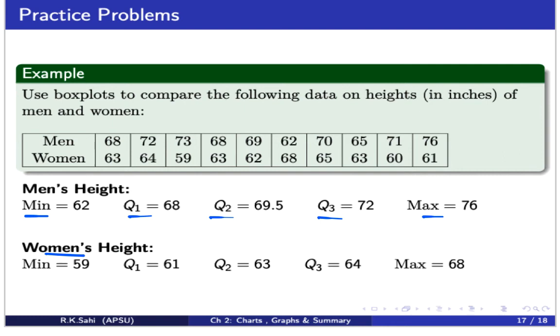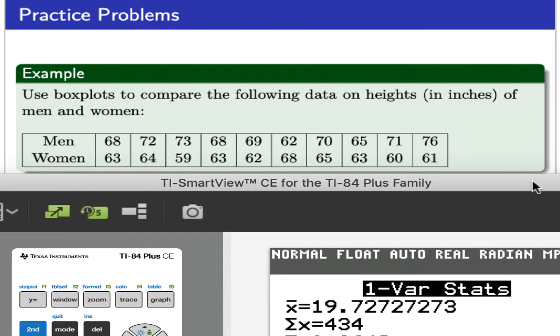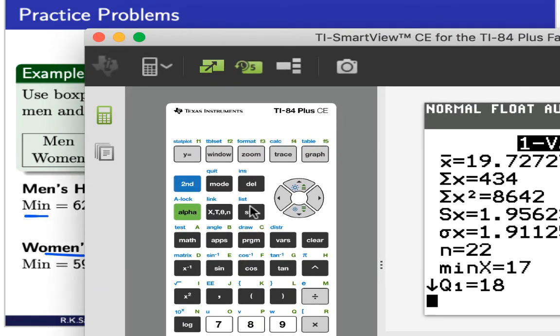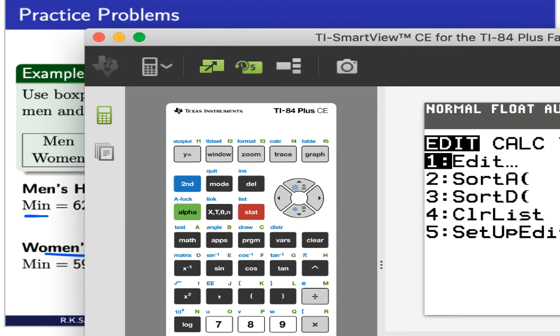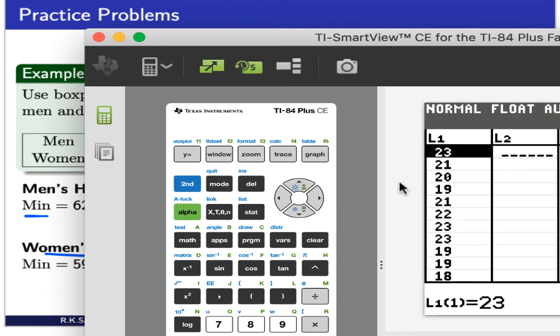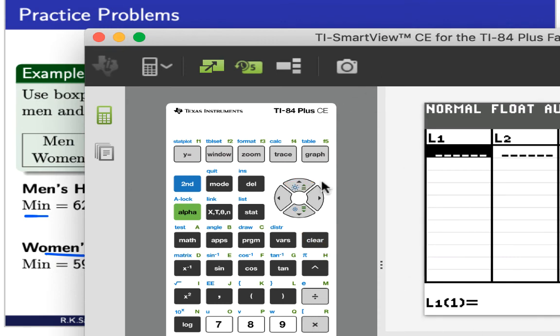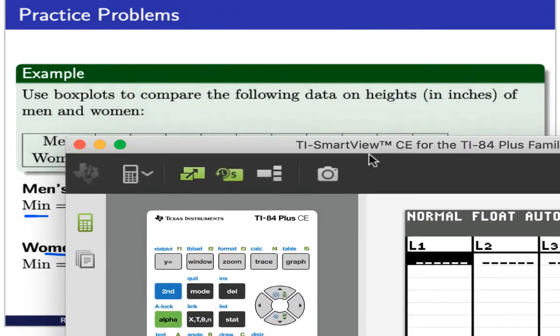Okay, let's do the math here. What we're going to do is plug these numbers into L1. So click on Stat, Edit, and then press Enter. You see some numbers. I don't want these numbers, so I'll take the cursor to L1, press Clear, Enter. So everything's gone. Now we need to fill it up with numbers here.